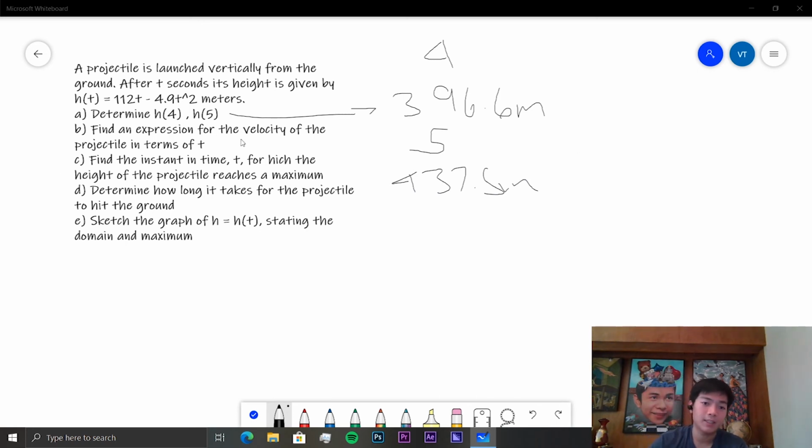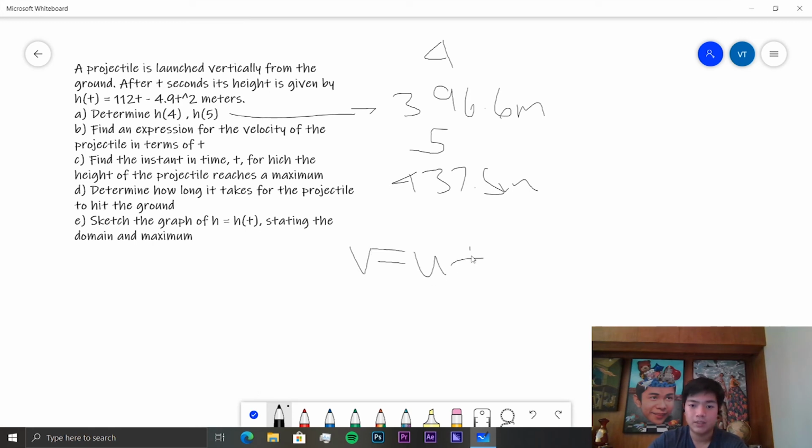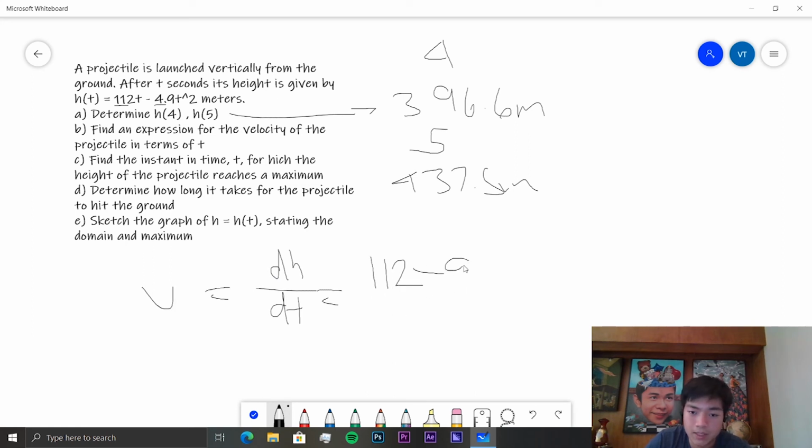Yep. So find an expression for the velocity in terms of t. If you know physics, then you should know that v is equal to u plus at. Since a is clearly negative 9.8, u is clearly 112. This is technically 112 minus 9.8t, but you get the exact same result if you do the derivative, because the derivative of 112t is 112. So dh over dt, which is equal to the velocity, is equal to 112 minus 4.9 times 2t, which is 112 minus 9.8t. So that's the expression.